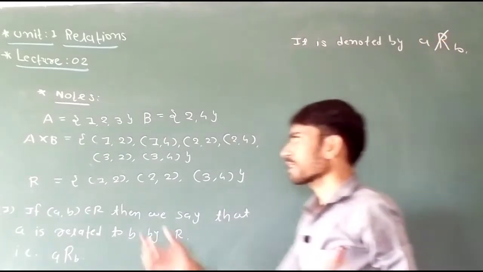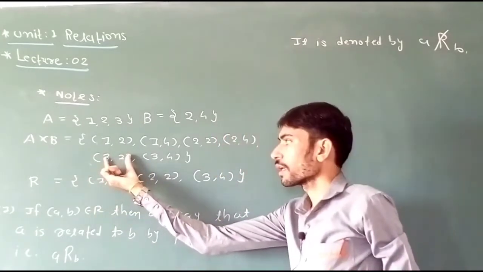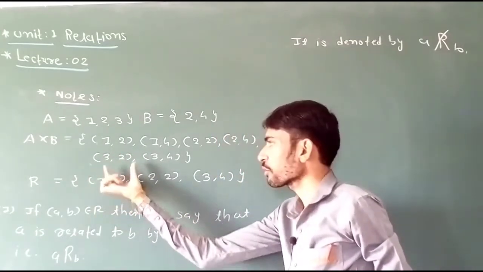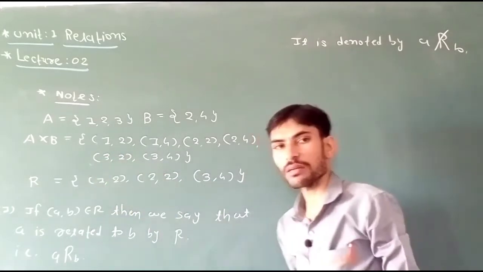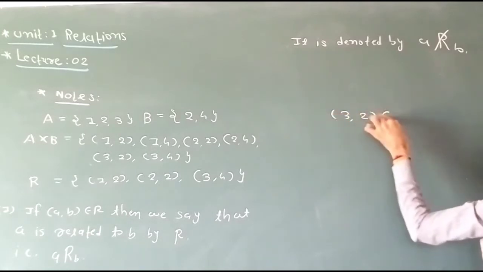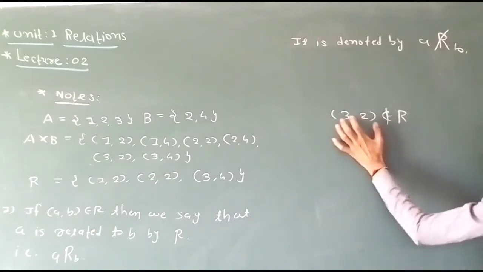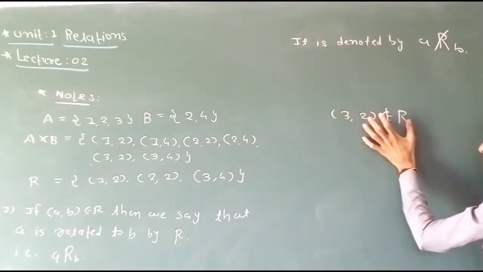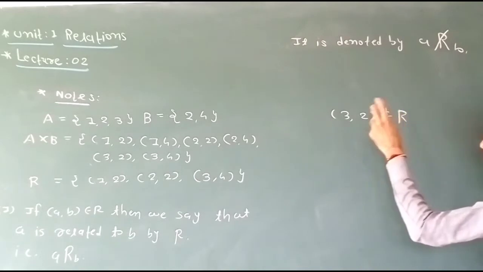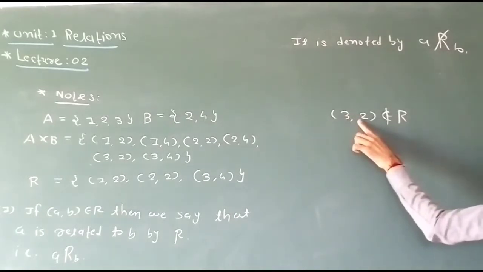Now look at the Cartesian product A cross B. This pair (3,2) does not belong in relation R. It means that there is no relation between the elements 3 and 2. So (3,2) does not belong to R.